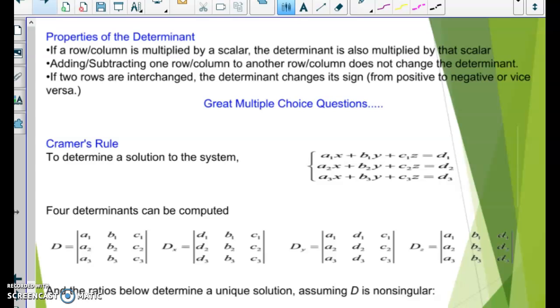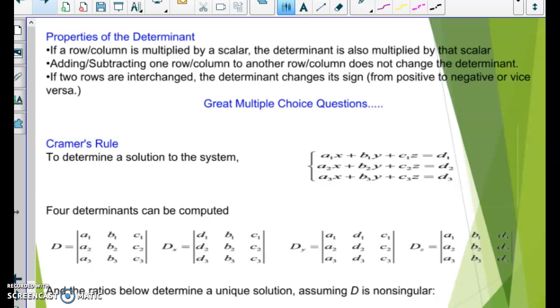Now, this is a lot of fun to play with these things, but what's the usefulness of it? What are the properties of a determinant that help us find stuff? If a row or column is multiplied by a scalar, the determinant is also multiplied by that same scalar. Adding and subtracting a row or column from another row or column does not change the determinant, so we can do them in either order. If two rows are interchanged, the determinant changes its sign from positive to negative and vice versa.